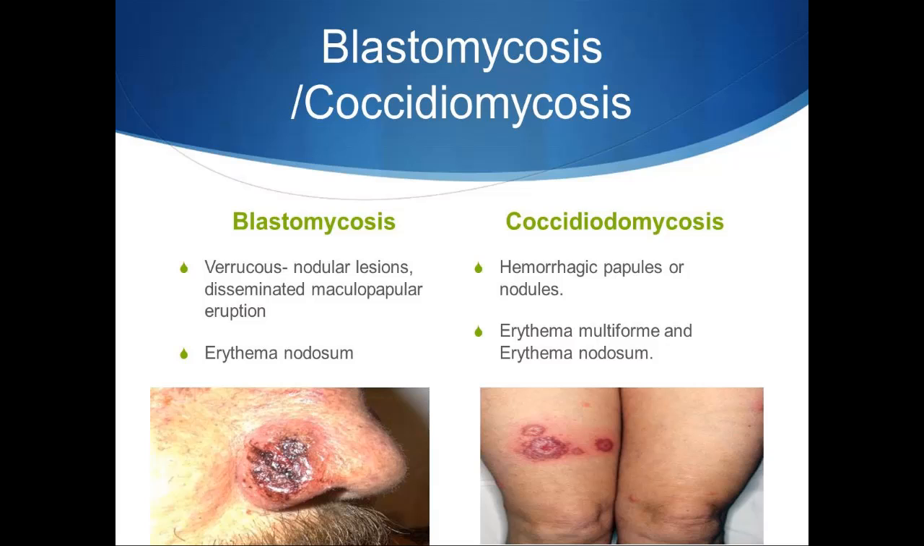And it can cause direct lesions consisting of these verrucous nodular lesions, or indirect lesions, and they are the erythema nodosum. Also, coccidioidomycosis can cause direct lesions, hemorrhagic papules or nodules, or indirect erythema multiforme and erythema nodosum.